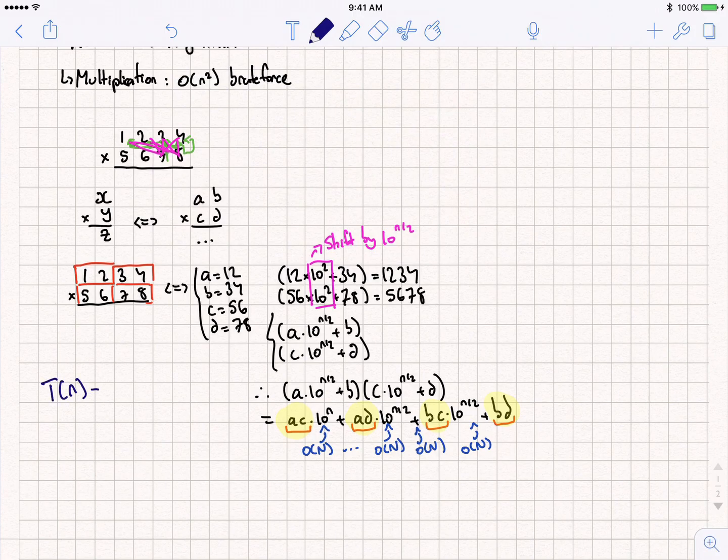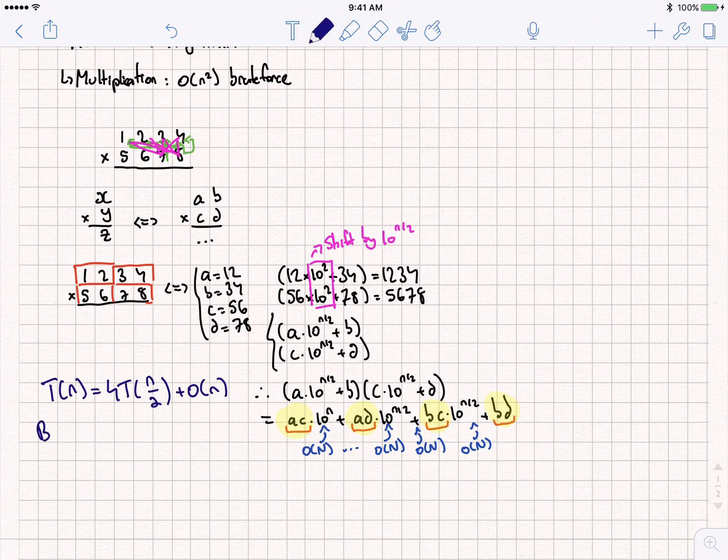T of n equals, we have 4 cases, and each time we have 4T plus O of n, because we do 4 multiplications, and each time those will have a case where A is half, C is half the size. So we do that 4 times, n over 2, and then we have O of n operations to combine everything.